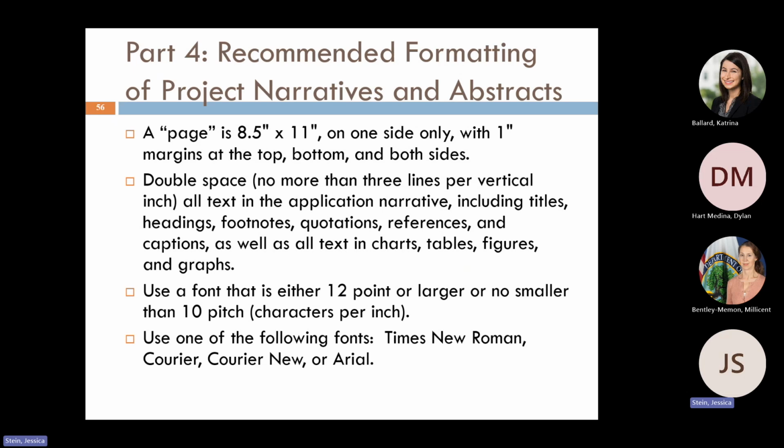Next, we will review Part 4. This is the recommended formatting of project narratives and abstracts. A page is 8.5 inches by 11 inches on one side only, with 1-inch margins at the top, bottom, and both sides. Double space, that is no more than 3 lines per vertical inch, all text in the application narrative, including titles, headings, footnotes, quotations, references, and captions, as well as all text in charts, tables, figures, and graphs. Use a font that is either 12 point or larger or no smaller than 10 pitch, that is characters per inch, and use one of the following fonts, either Times New Roman, Courier, Courier New, or Arial.